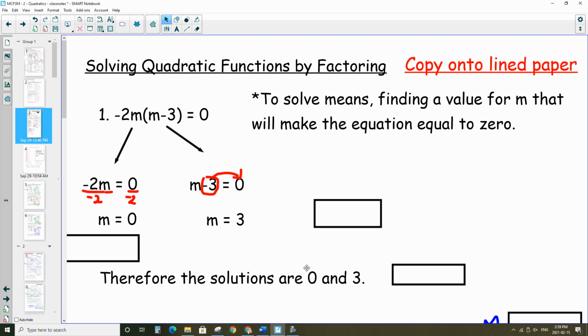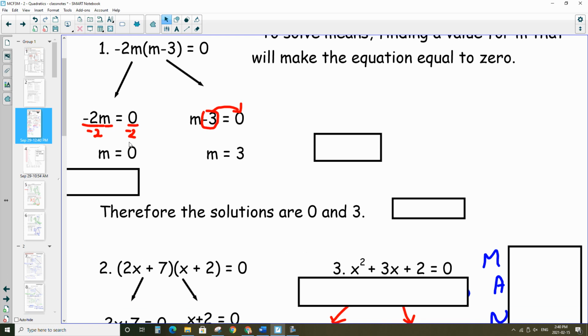So I could take either of these values, plug them in, and you will end up with 0 equals 0. So if I plug in 0 for m, you will have 2 times 0 is 0, and then 0 minus 3 is negative 3, and then 0 times negative 3 is still equal to 0. So that works. If you try plugging in the 3, in the front here you'll have negative 2 times 3 is negative 6, and inside the bracket you'll have 3 minus 3, which is 0. So you've got negative 6 times 0, which is still equal to 0. So both of these values make this expression true. And that's kind of the goal for all of these questions.